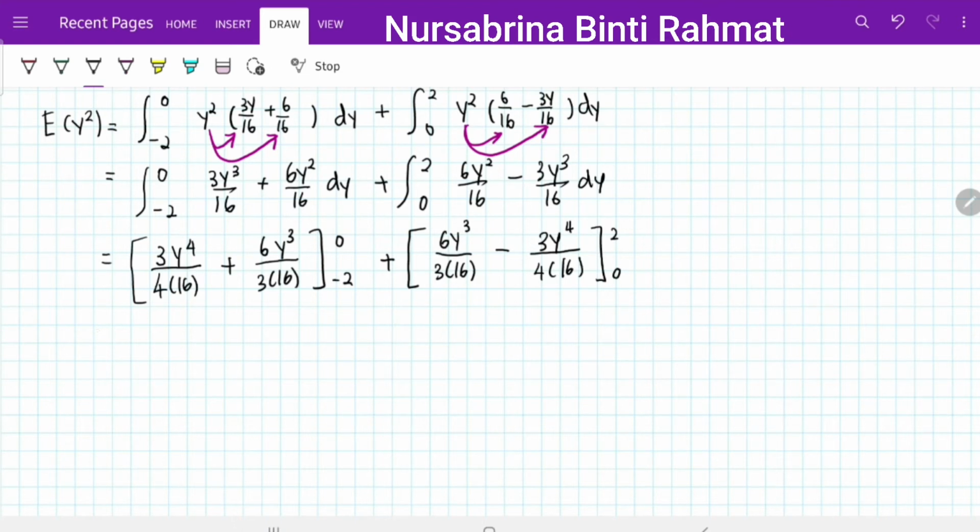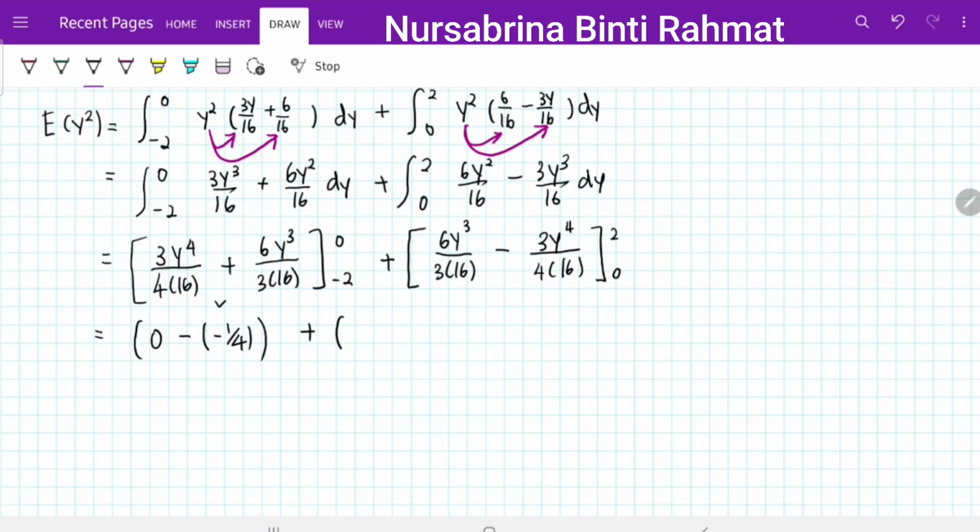Okay, so that means you can proceed to solve this one. First you need to substitute for the first function when y equals 0, so it becomes 0. Minus when y equals negative 2, you will get the value to be negative 1 over 4.